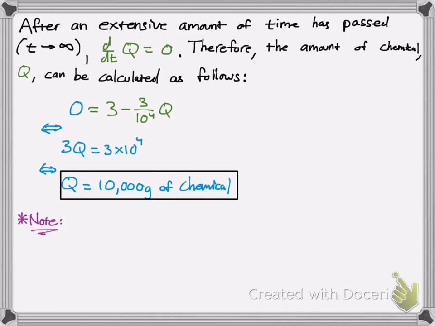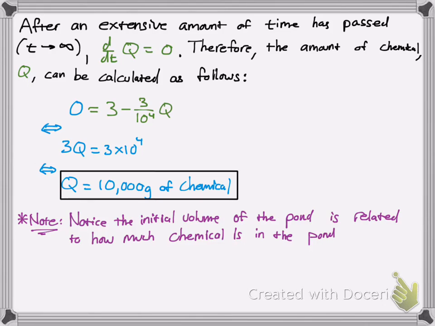So let's make a note here in terms of what you can interpret from these values. Notice the initial volume of the pond is related to how much of the chemical is in the pond. So if it weren't 1,000,000 gallons and say we started off with 10,000 gallons, that would change how many grams of chemical are in the pond as t approaches infinity.